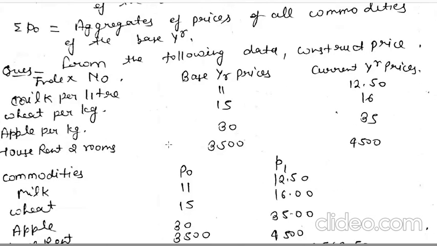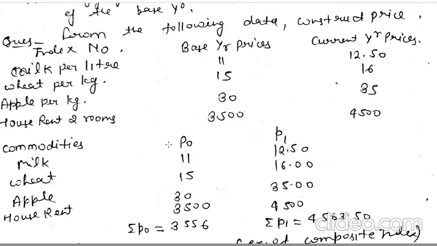So there is an example here. This is your 2 marks question, and these types of questions can come in your semester exam, and have already come in your semester exam. From the following data, construct the price index number. Milk per liter, wheat per kg, apple per kg, house rent, 2 rooms. Base year price 11, 15, 30, 3500. Current year 12.50, 16, 35, 4500. So our commodities will be milk, wheat, apple, house rent, and the base year prices, that means it is P0.